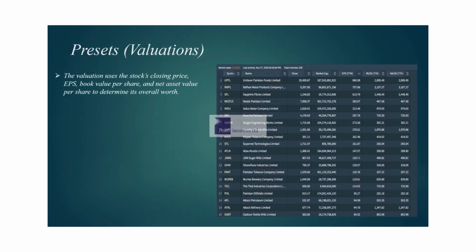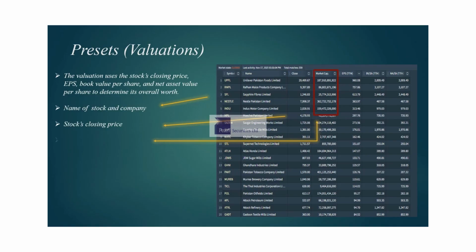The valuation uses the stock's closing price, earnings per share, book value per share, and net asset value per share to determine its overall worth. Name of stock and company. Stock's closing price. Company market cap.